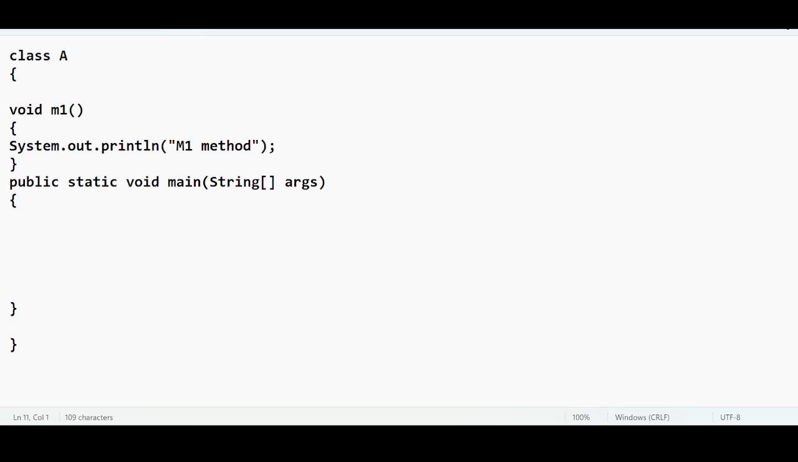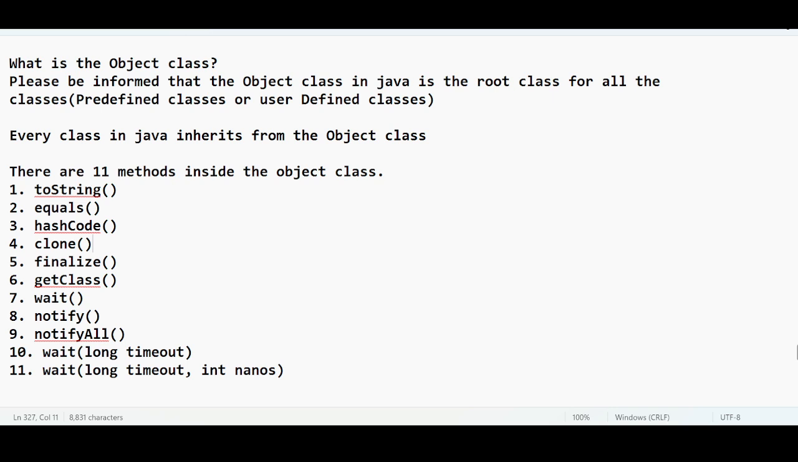At the moment I start creating an object for my class, what is the procedure? A obj equal to new A. I am able to create an object. So by using this reference variable obj, do you think that I can call only the method m1? Apart from calling method m1, I can also call the remaining 11 methods which are part of object class. So I have access to the remaining 11 methods.